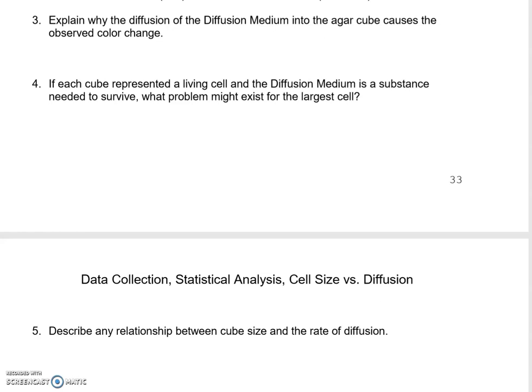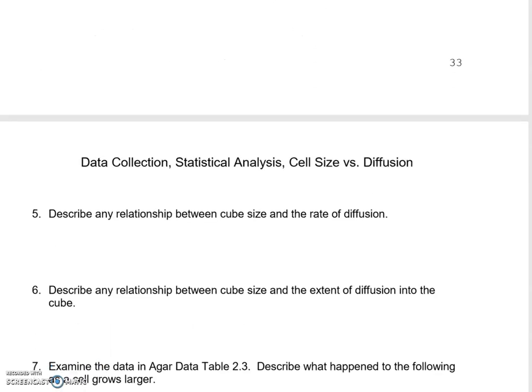Number 4, if a cube represented a living cell and the diffusion medium is a substance needed to survive, what problem might exist for the largest cell? And again, this is the problem. If you have a large diffusion distance to overcome, then it would take forever to reach the center of the cell. Imagine if your red blood cells were the size of pennies, for example, then how long would it take for oxygen to go all the way to the center of this very large size cell? It would take way too long. You don't have that much time to zoom by the lungs and pick up some oxygen. So cells better be small to take advantage of diffusion mechanisms.